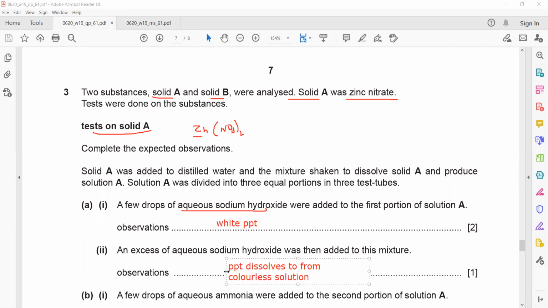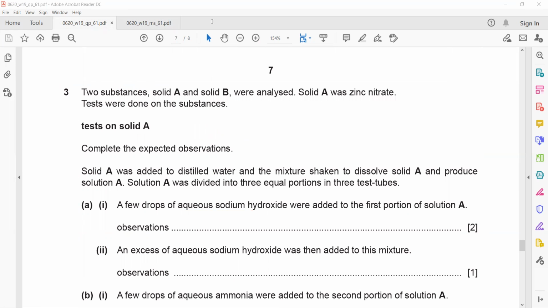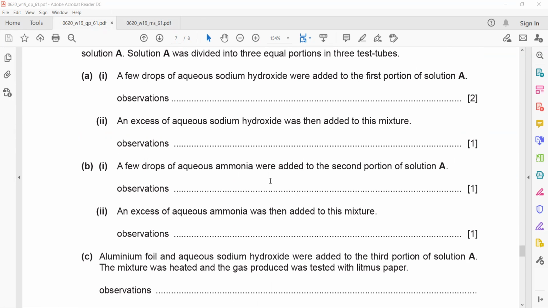If it was a colored precipitate and it dissolved, then it will form a colored solution. But because it's a white precipitate, it will form a colorless or clear solution. A few drops of aqueous ammonia was added to the second portion of solution A. What is the observation if we add aqueous ammonia to a zinc salt? White precipitate, and in excess, what happened?